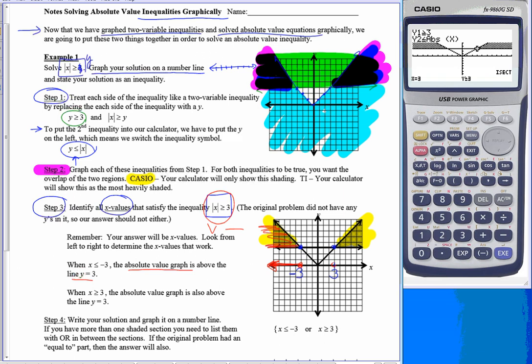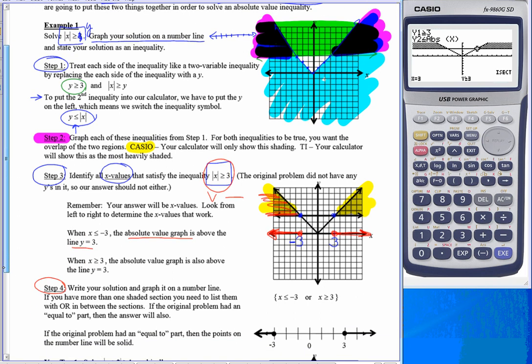Also over here on the right, any x values from 3 to the right were also included because, again, the absolute value was above 3. So now I need to do step 4, which is to write down my solution and graph it on a number line.